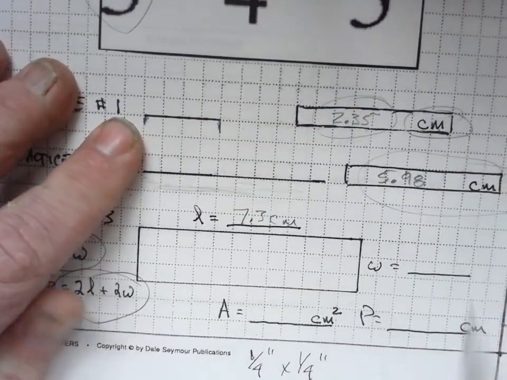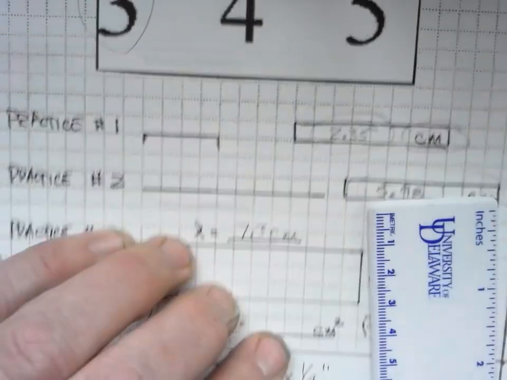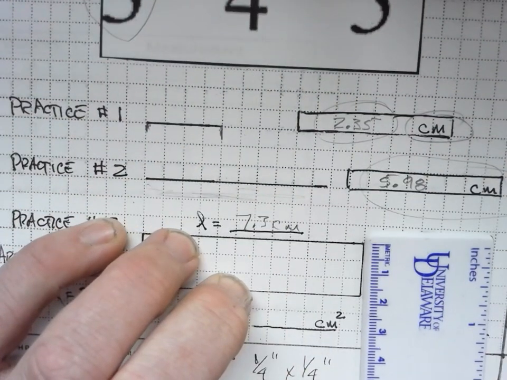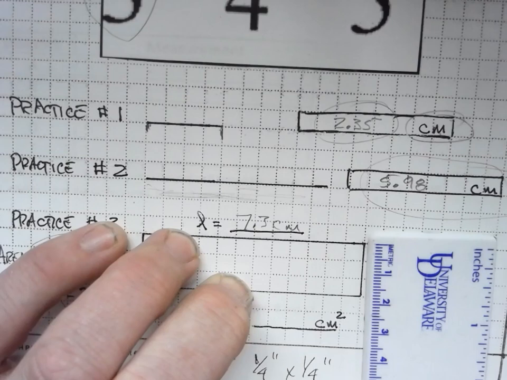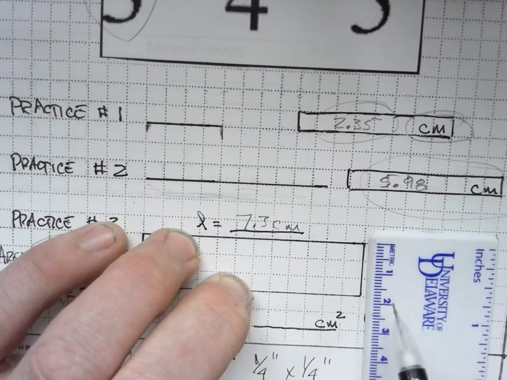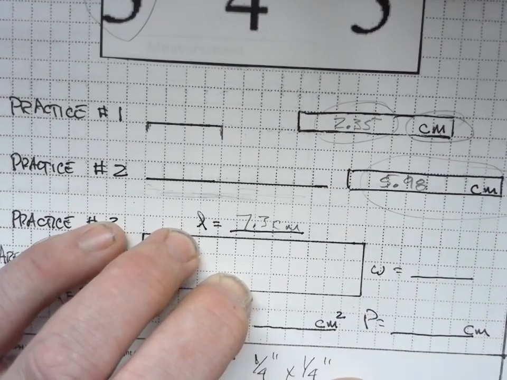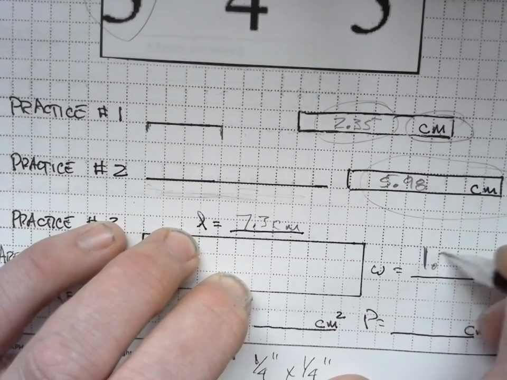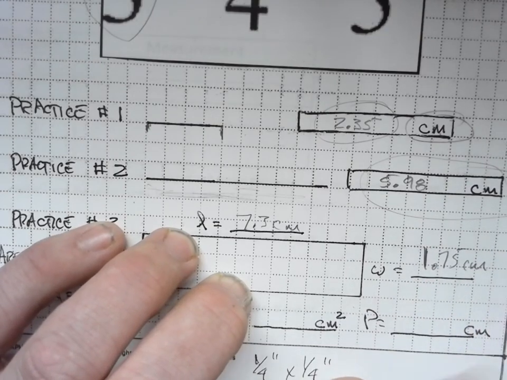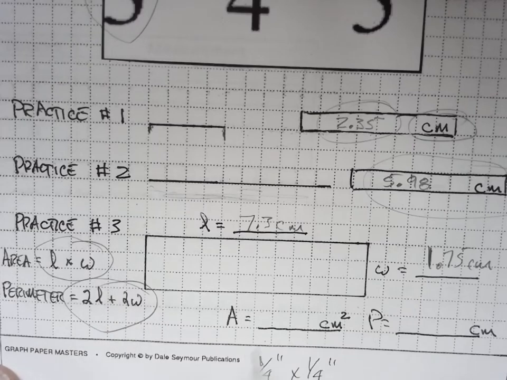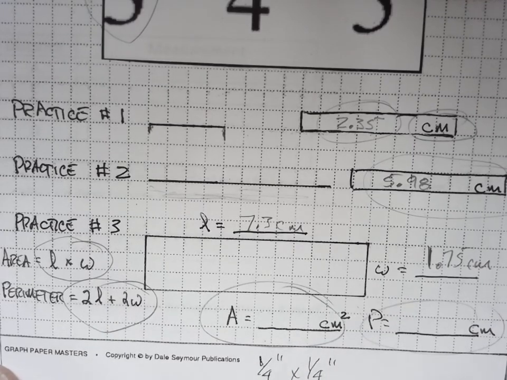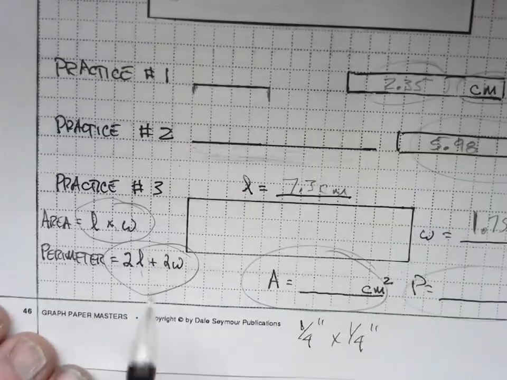And then the width, I'm going to say I'm going to go 1.75. Looks like it's between these two. So I'm going to go 1.75. Now, to find the area and the perimeter, we're going to use these equations that are shown over here on the left.